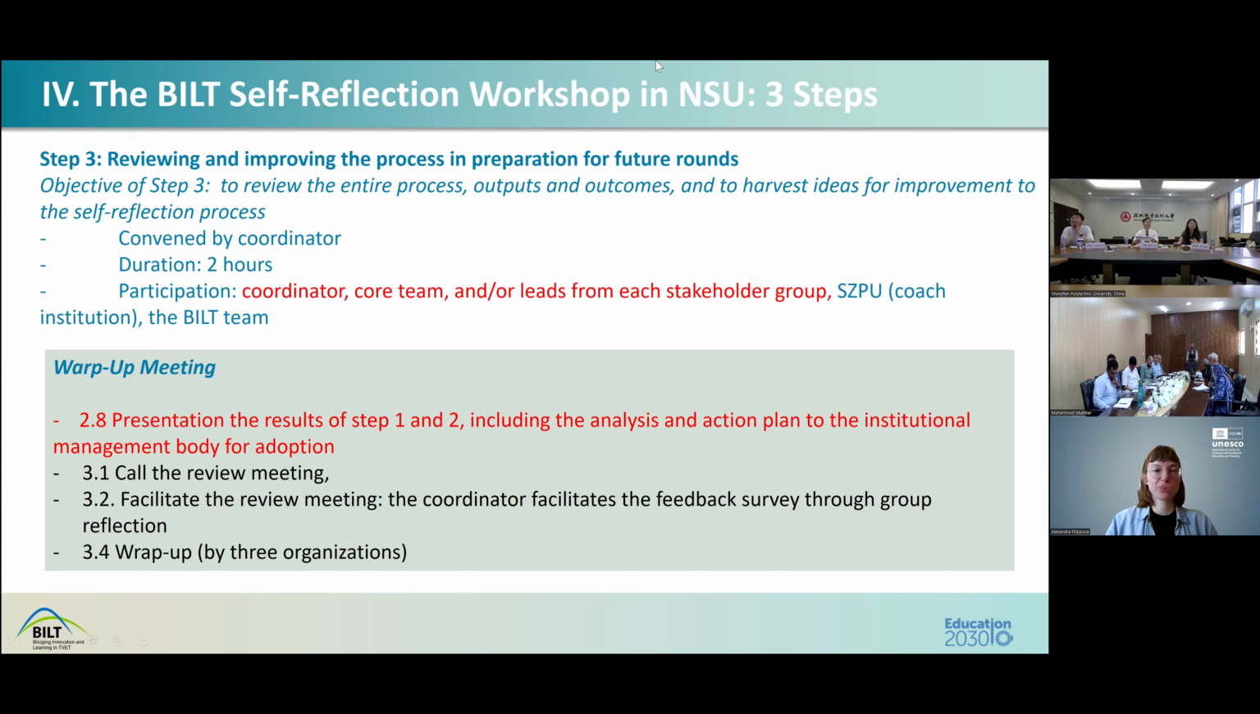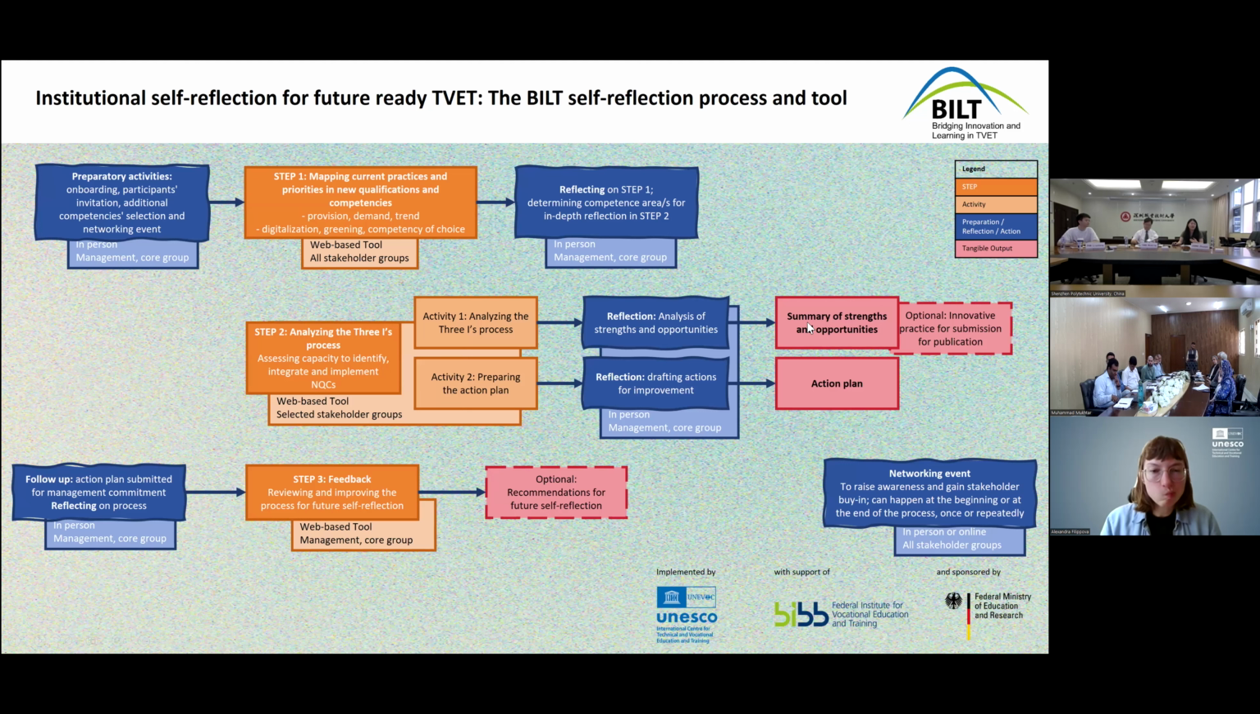This picture shows the whole process of the self-reflection workshop. We will have preparatory meetings, and then during the workshop we will go through 3 steps, and after the 3 steps we will generate 2 outputs, the summary of strengths and opportunities, as well as the action plan. So that's all about the self-reflection workshop. If you have questions, you could raise them now. If not, we will move to the next agenda.